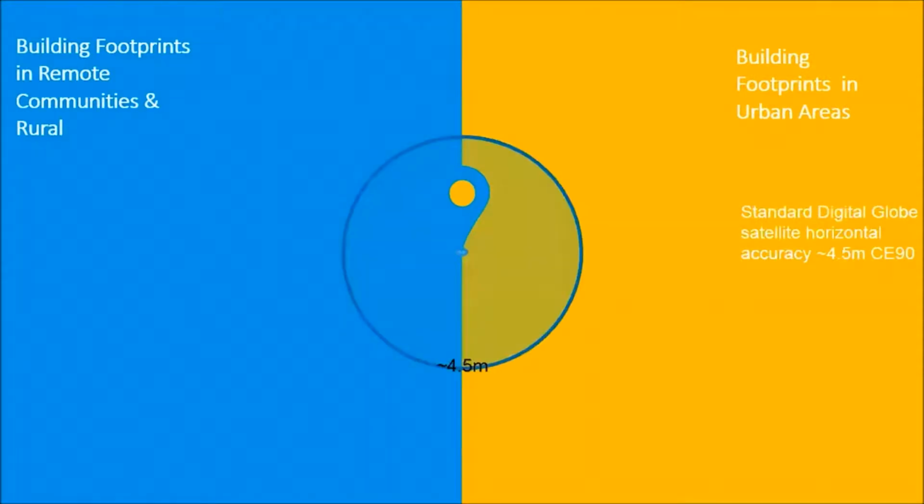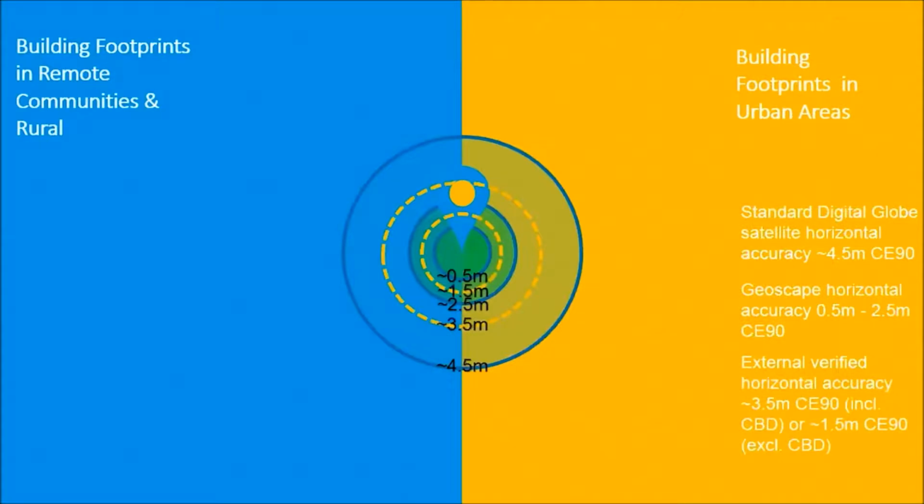The data received from DigitalGlobe, their satellite's accuracy is roughly around 4.5 metres. They have captured Geoscape in urban areas with an accuracy between 0.5 metres to 2.5 metres. But our external partners have measured Geoscape accuracy to be 1.5 metres. This is without including CBD areas. However, the accuracy is down to 3.5 metres if it includes CBD areas.